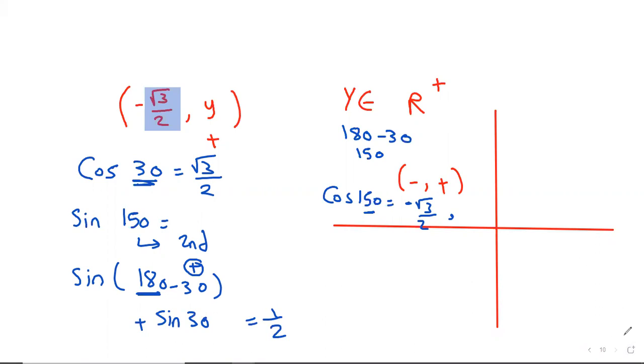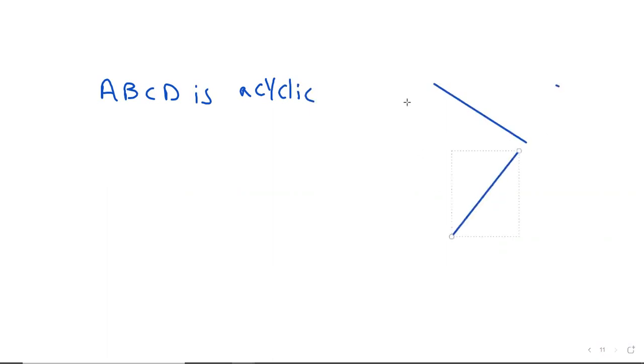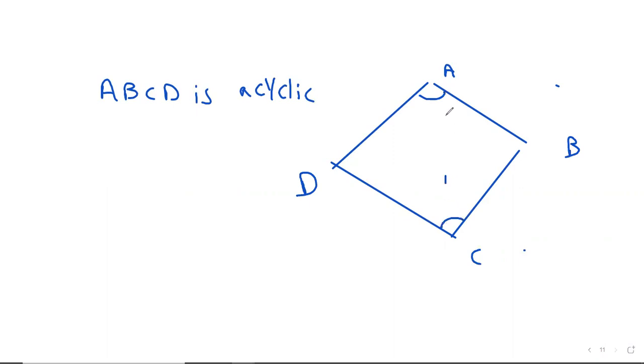The next one is very, very important. ABCD is a cyclic quadrilateral. What do you know about a cyclic quadrilateral? It is a shape in which each two opposite angles are supplementary. Each two opposite angles add up to 180. So angle A and angle C equal 180.